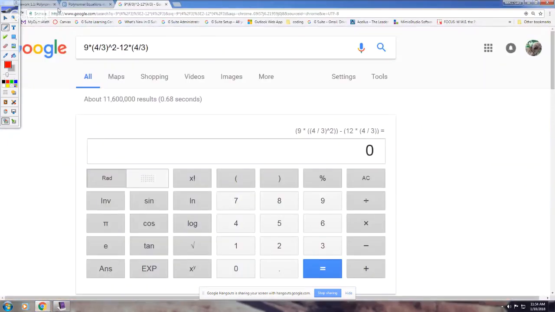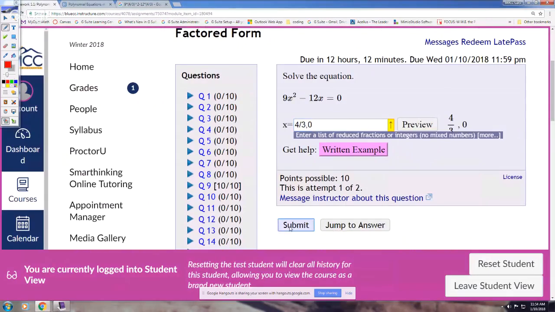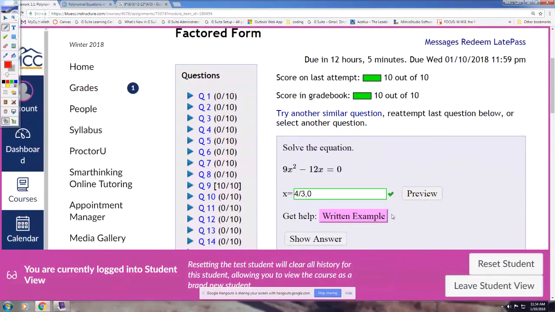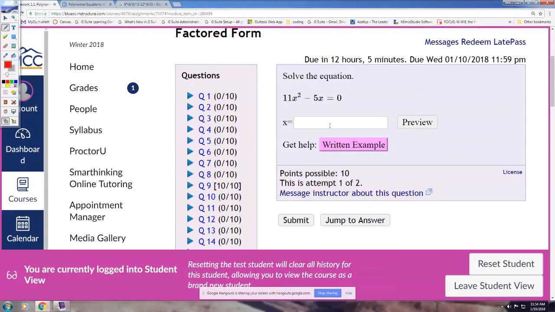Let's check to see if we got it right. And I got it right. If I had used the video or the written example, I would want to try a similar problem and see if I can get it right on my own without looking at the written example or watching a video.